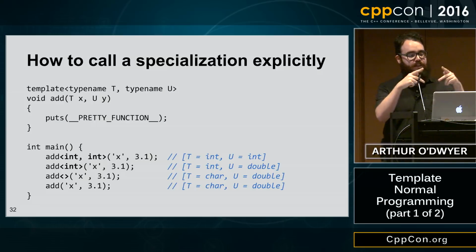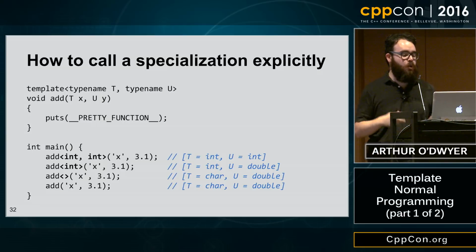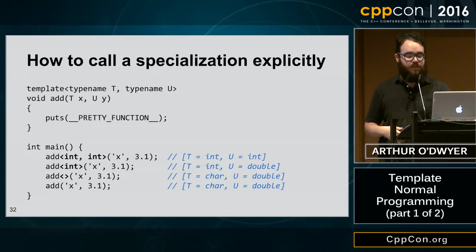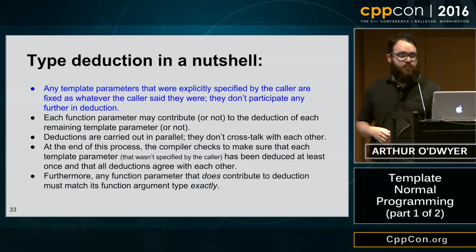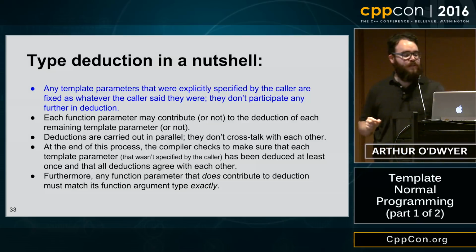I can even put nothing in the angle brackets, and that means I'm not telling you about t or u. Or in the case of function templates, I can actually omit the angle brackets altogether. And that's what you see most commonly in practice. So type deduction in a nutshell, any template parameters that were explicitly specified by the caller are fixed. They don't participate any further in deduction. And then all the stuff we saw before.